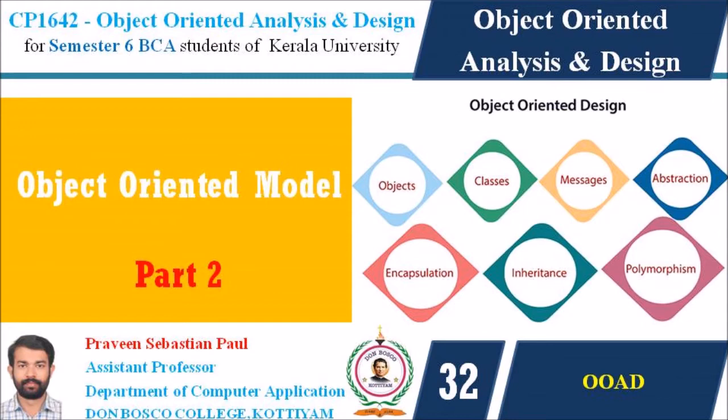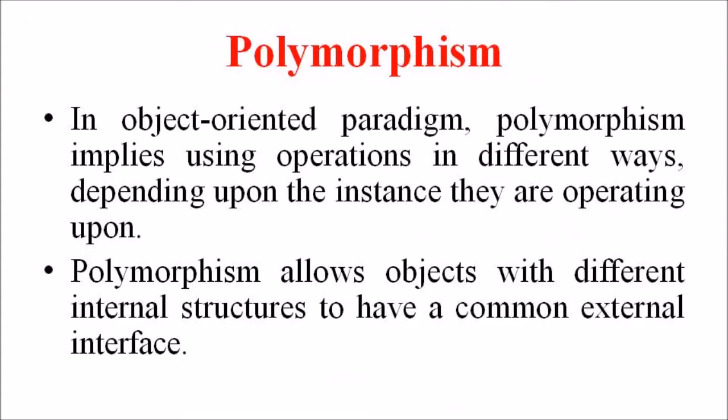In this lecture, we are discussing some more terminologies relating to the object-oriented model. In the last lecture, we discussed terms like object, class, encapsulation, data hiding, message passing, inheritance, different types of inheritance, etc. And in this lecture, we are first of all discussing the term polymorphism.